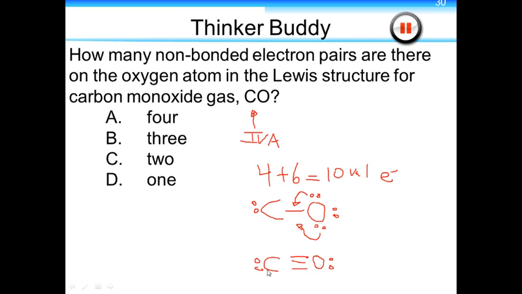So this is the final structure of carbon monoxide, and the question has us count how many non-bonded electron pairs there are on the oxygen atom. On the oxygen atom, well, there's only 1. So D is correct.